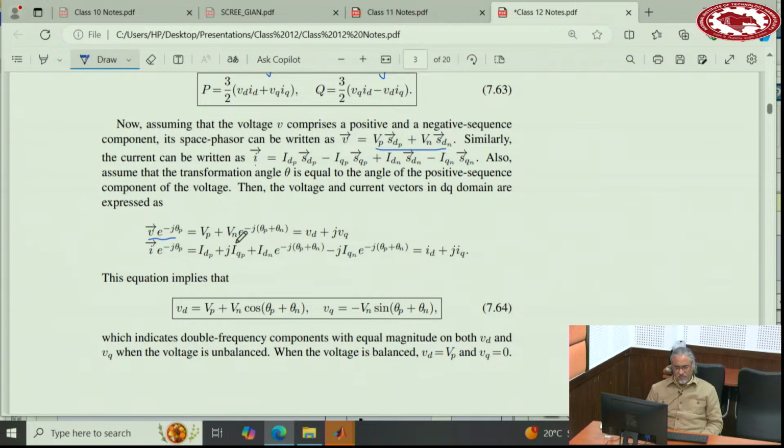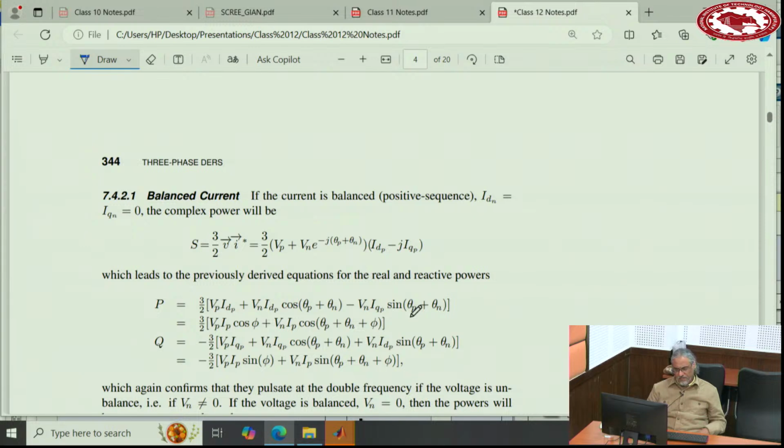So it will have a DC term and a double frequency term. We call it Vd plus jVq. And then for current, same thing. This equation implies that Vd is this one and Vq is this one. So if it has no negative sequence, Vd is equal to the magnitude of the voltage and Vq is 0. If it has some unbalance, then there will be a double frequency ripple equal to the magnitude of that unbalance on both components, on d and on q. On d is cosine, on q is sine.